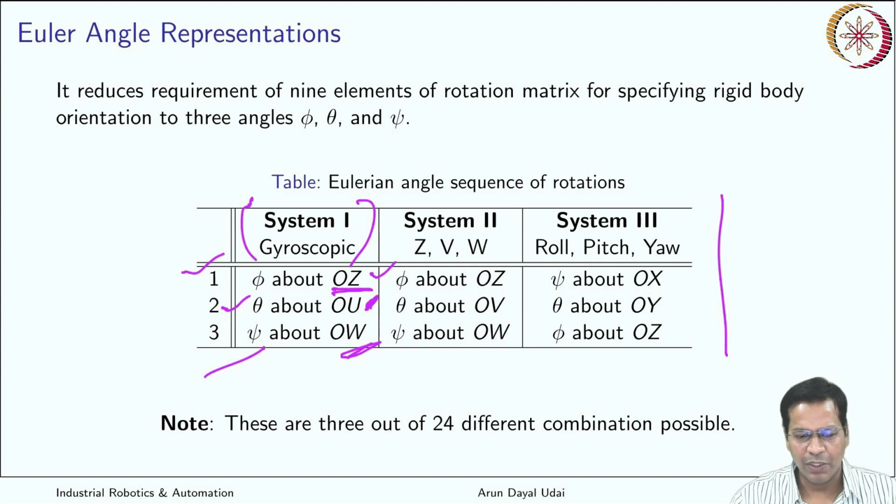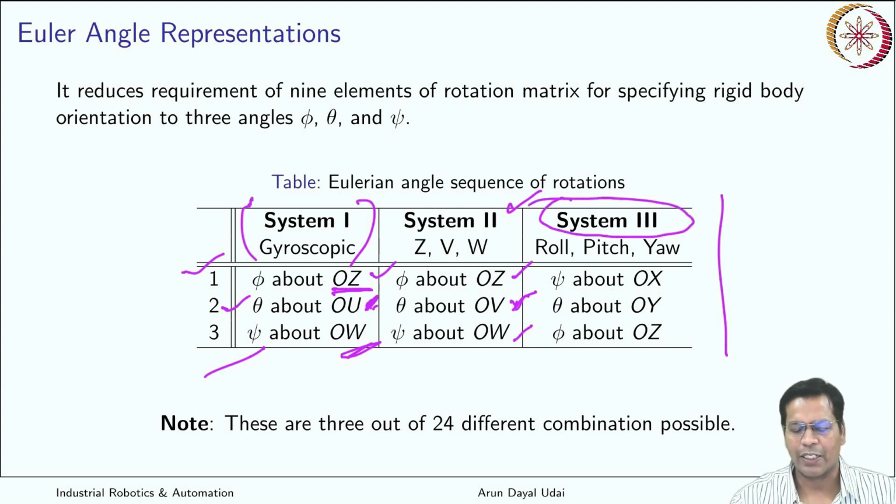Now similar is system 2. This is also a gyroscopic system, but instead of u, now you see it is v. Rest everything is the same. Rotation phi about the principal axis, then object axis v, object axis w: phi, theta, psi. Now this is a very common one which is easy to understand as well, that is roll, pitch and yaw axis. We'll discuss all of them in much detail now. Let us start with system 1, how to go for it.